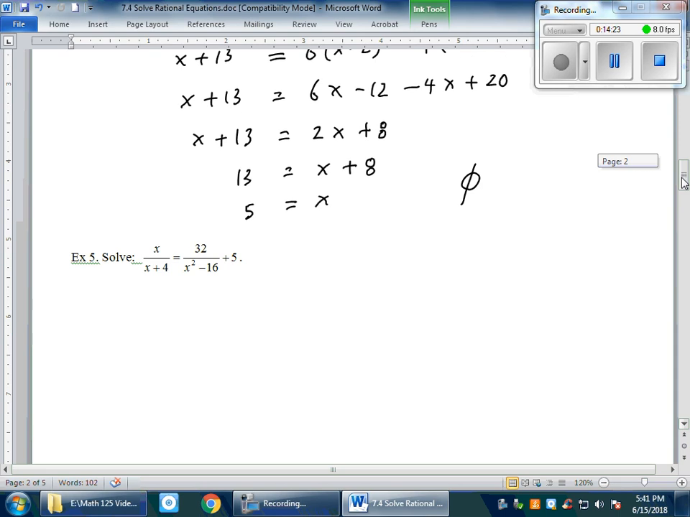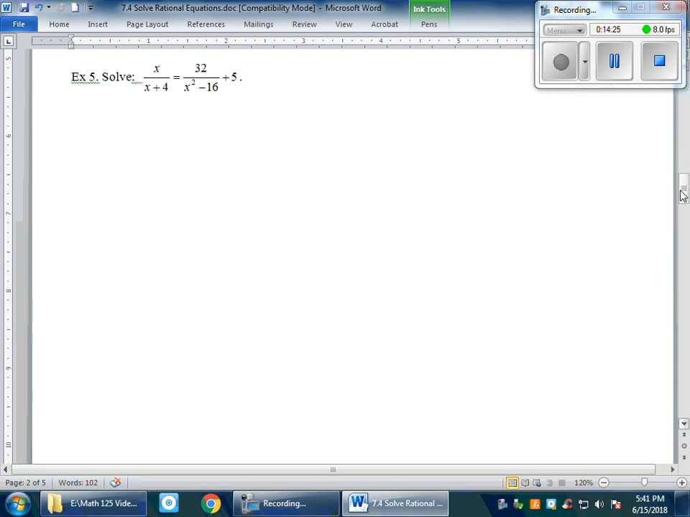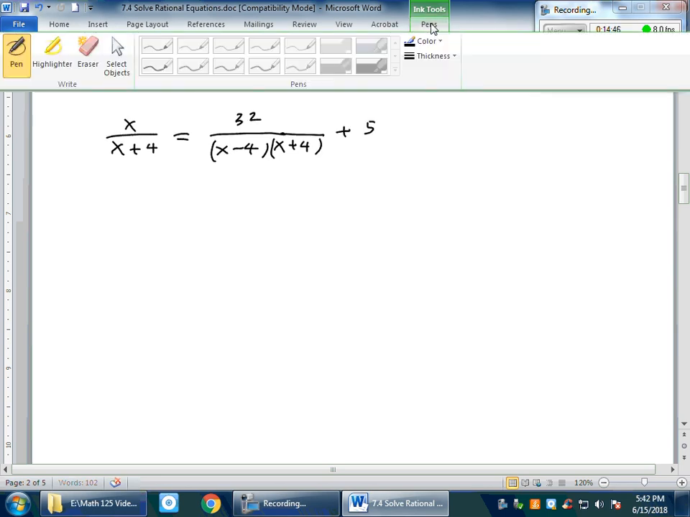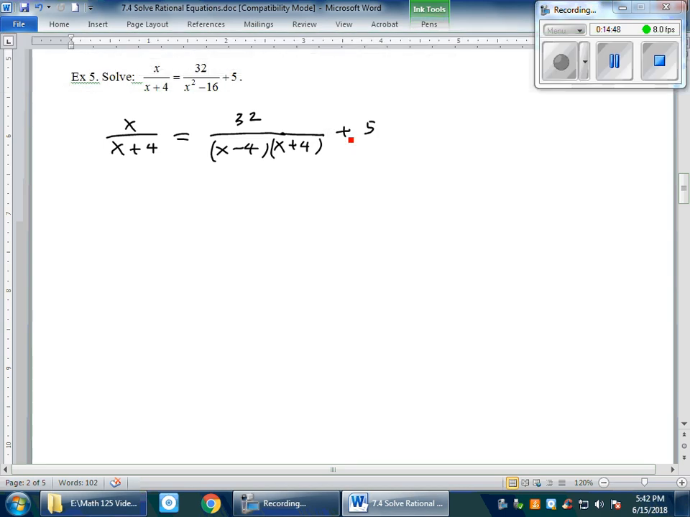Going to the next example. First, we're going to factor the denominator completely. So this will become 32 over x minus 4, x plus 4, plus 5. And that helps us to see what my least common denominator is. So the LCD will be x plus 4 and then x minus 4.